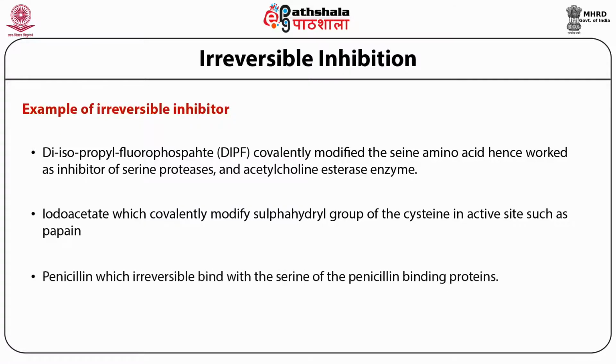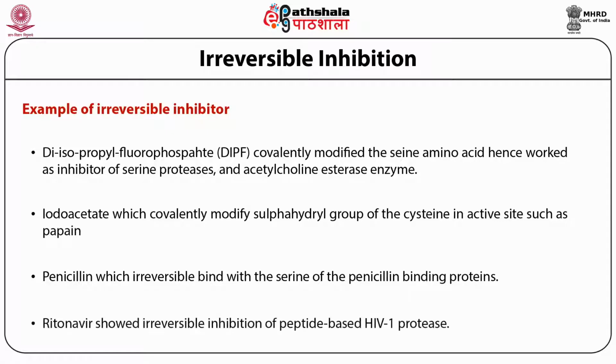Penicillin, if you remember, is the first antibiotic, discovered by Alexander Fleming. It is also based on the irreversible inhibition mechanism, and it will bind to the serine of penicillin binding protein. Another inhibitor is ritonavir, which is a reversible inhibitor of HIV protease.